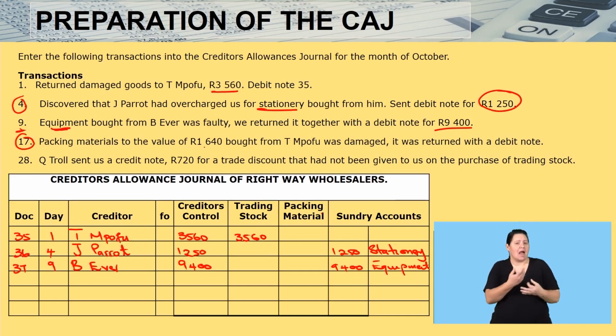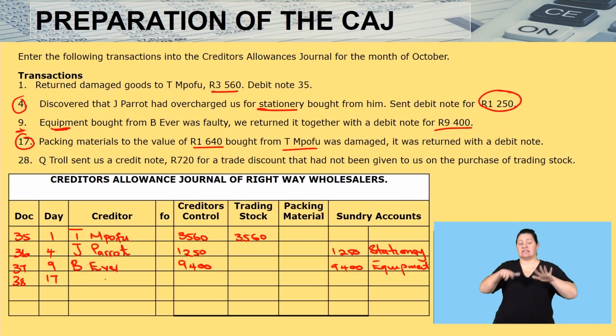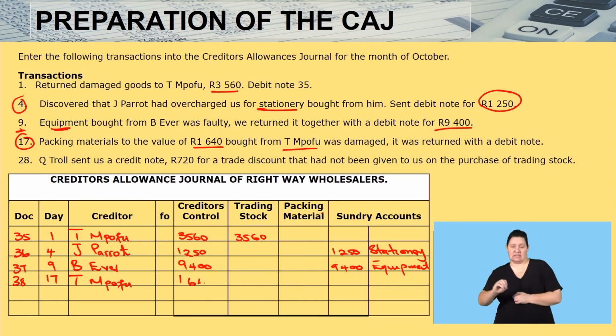Packing materials to the value of 1,640, bought from T. Mpofu, was damaged. It was returned with a debit note. I'm coming here, 38. The day is the 17th. Okay, T. Mpofu. Yes, T. Mpofu. And then, how much do I have? 1,640. But what was that for? Remember what we bought? Packing materials. That means I need a column for that. Here it is, 1,640.